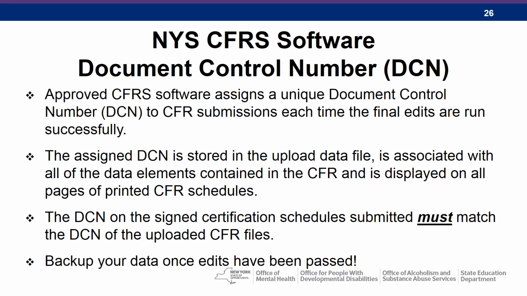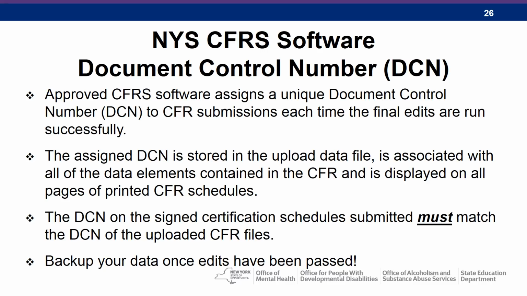The Document Control Number, or DCN, is a key component of your CFR. The CFR software assigns a unique DCN to CFR submissions each time that the final edits are run successfully. This is known as the validation process.